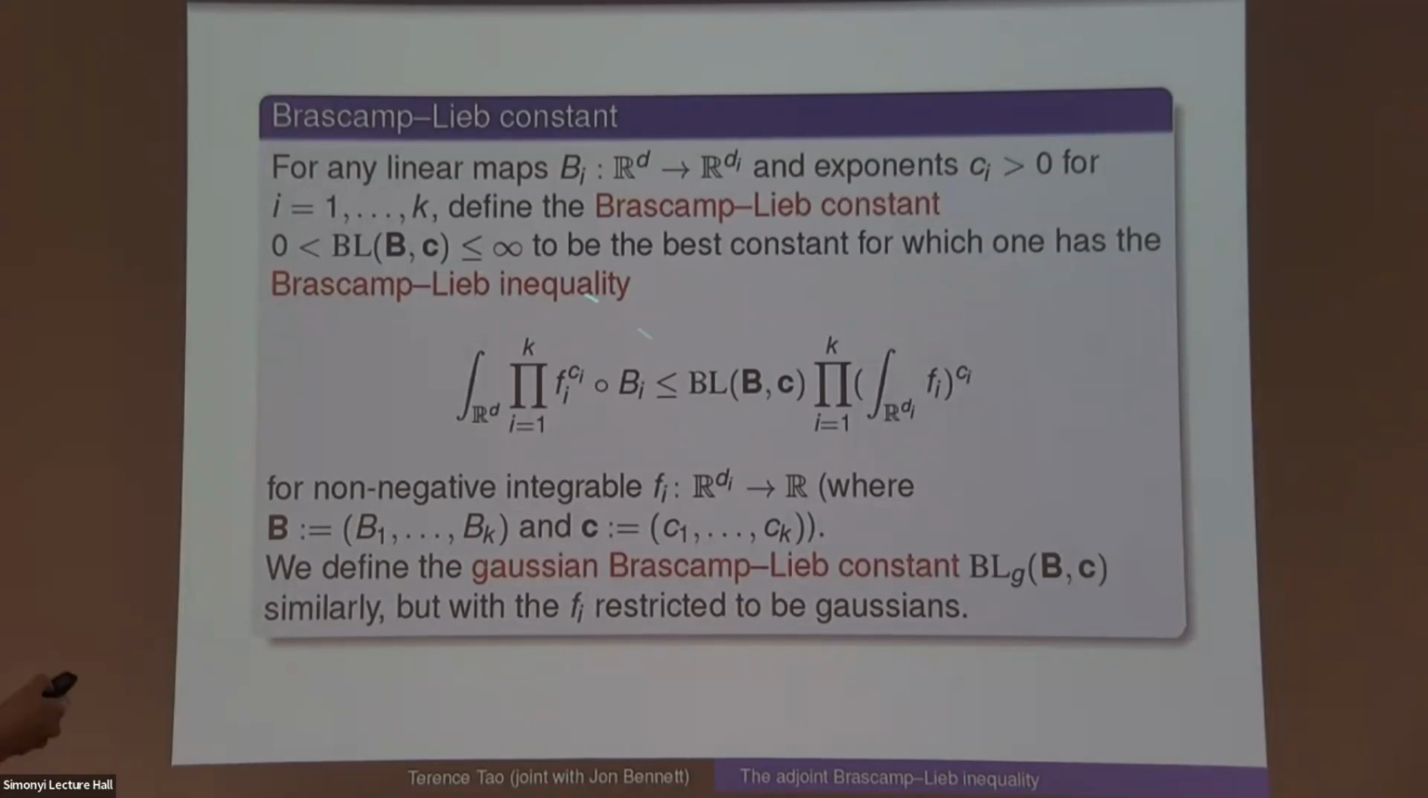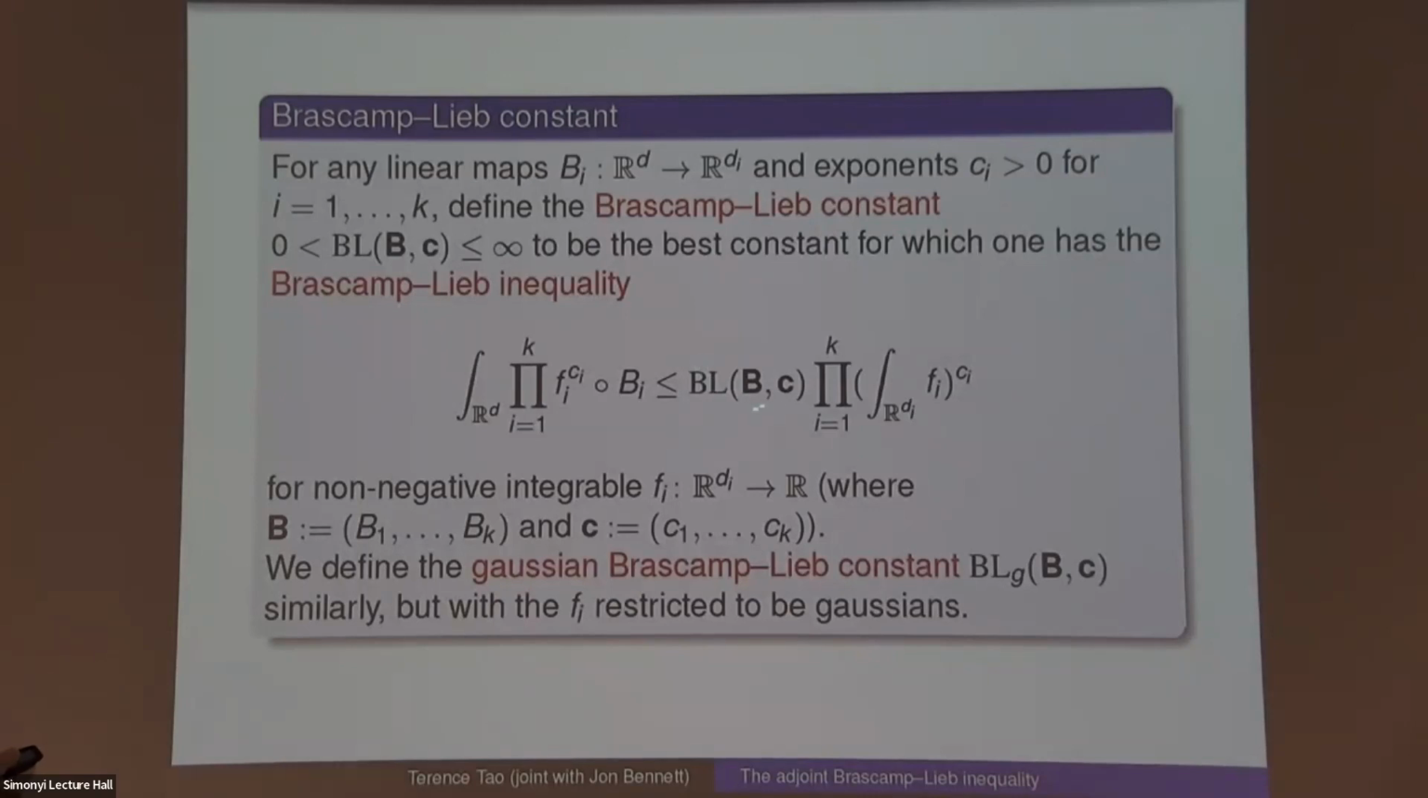So you can always define this constant, but it could be infinite. Right? So sometimes you don't have, for example, Young's inequality and Hölder's inequality. You only have that inequality under certain conditions on the exponents. So this quantity could be finite or infinite. Okay, so this is not yet a theorem. This is just a definition: for every data there's a number, possibly infinite.